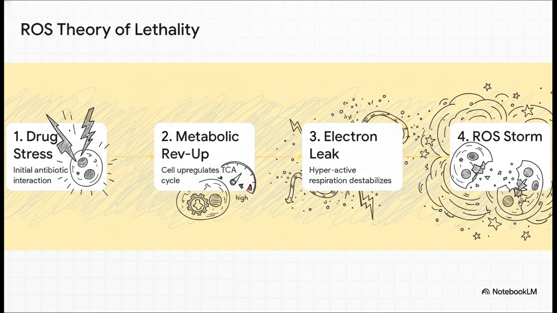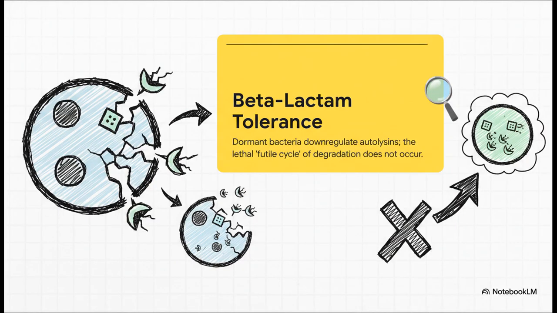Now, there's a newer theory that suggests many of our bactericidal drugs actually share a common kill mechanism. It goes like this. First, the drug causes some initial stress. In a desperate attempt to make enough energy to repair the damage, the cell panics and revs up its TCA cycle and its whole respiratory chain. But this hyperactive state is unstable. It starts to leak electrons. And those electrons create a lethal storm of reactive oxygen species, ROS, that basically just shreds the cell from the inside out. It's like the drug pushes the accelerator to the floor, but it's the bug's own metabolism that crashes the car.